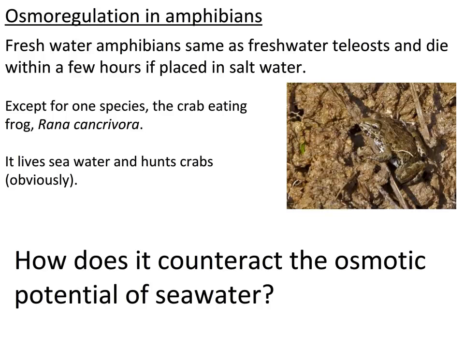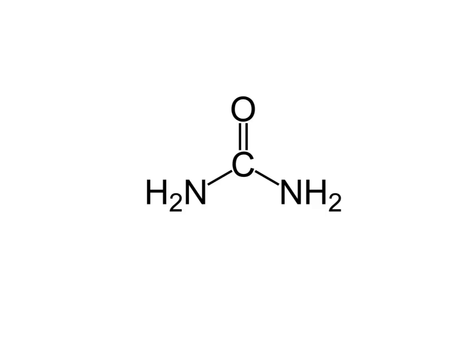There's only one amphibian that lives in the marine environment, and that's Rana cancrivora, which we've come across before, the crab-eating frog, who lives in seawater because it's hunting crabs, obviously. So how does this frog, which has an internal concentration of around 300 milliosmoles, manage to survive and live in seawater? The answer is, just like good old teleost fish, just like good old elasmobranch fish, it uses urea to make itself isoosmotic with its external environment.